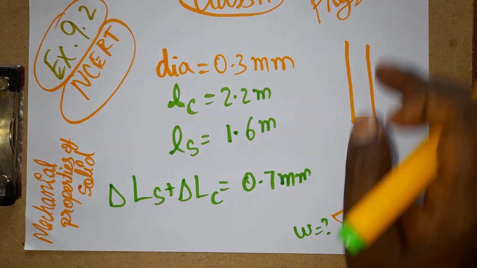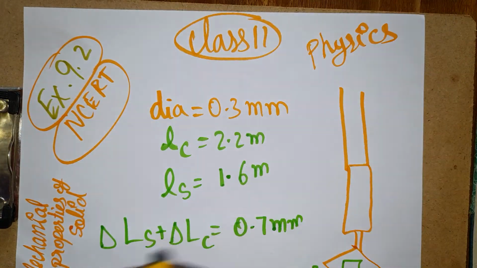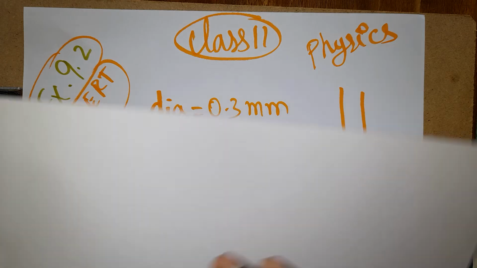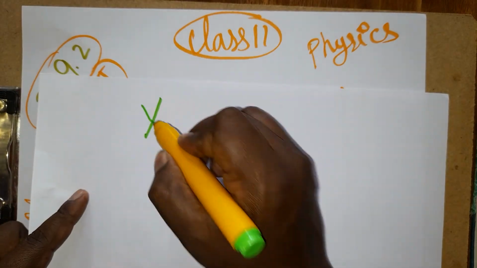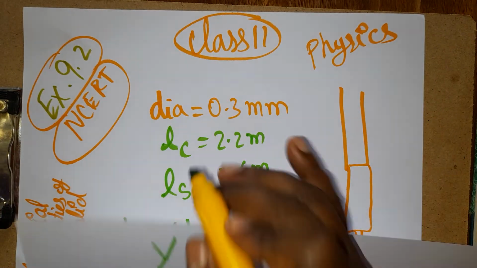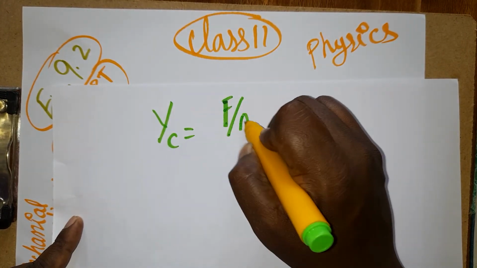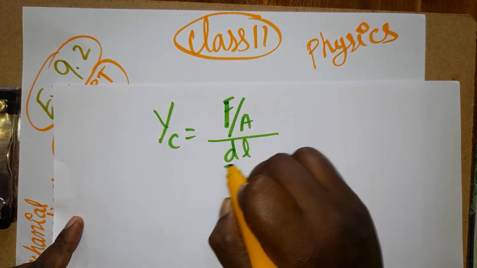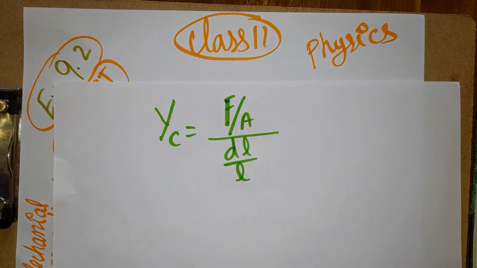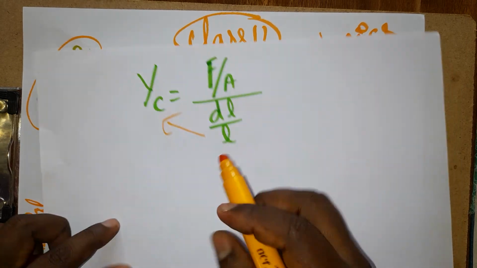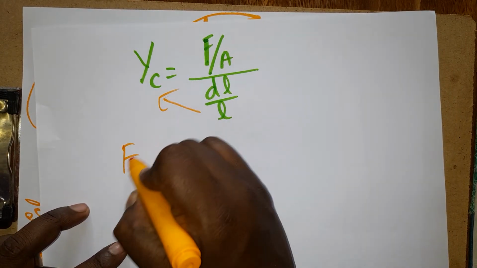Both have the same diameter, so they have the same area. Now I'll do it with both equations. First, I will do Young's modulus for the first wire, the copper wire. Young's modulus is stress by strain. Stress is force per unit area. Strain is changing length by original length. If you modify this equation, stress is force per unit area.